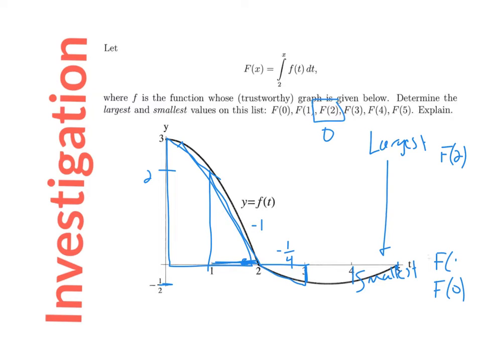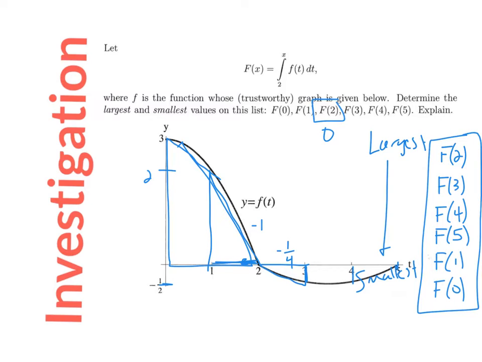F of 1 would be the next smallest. F of 5 would be the next smallest after that. F of 4, and then all the way to F of 3. And so I believe this should have been the correct order from largest to smallest.